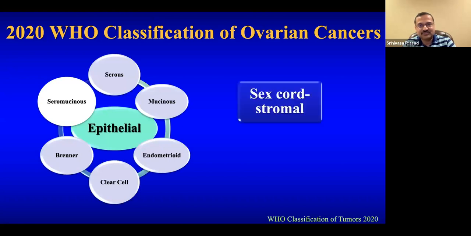There are, as already briefly touched upon, three main categories of ovarian tumors: the epithelial, the sex cord stromal, and the germ cell tumors.